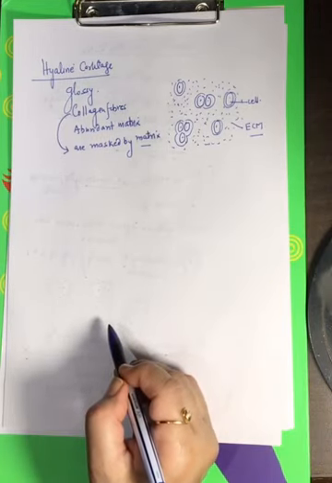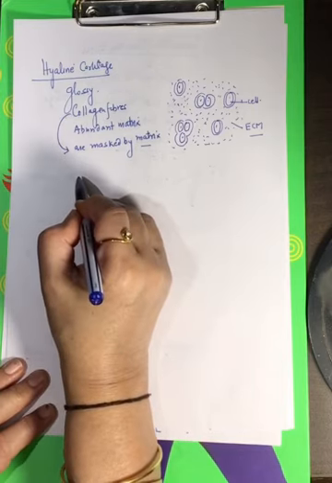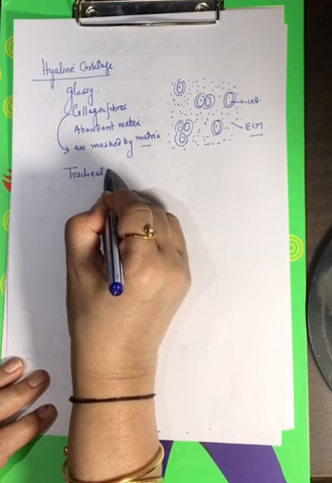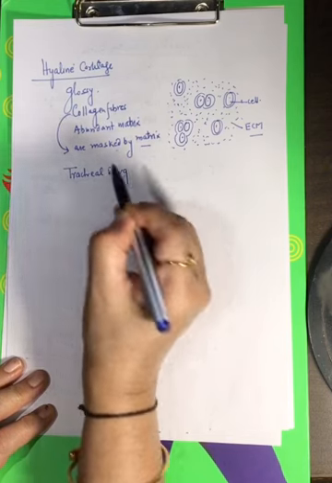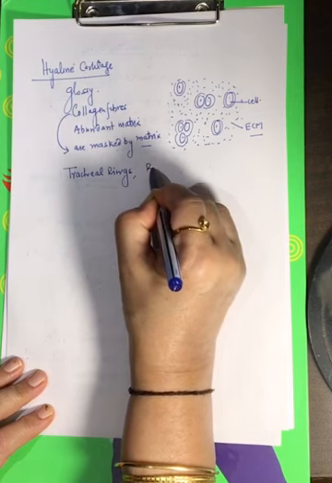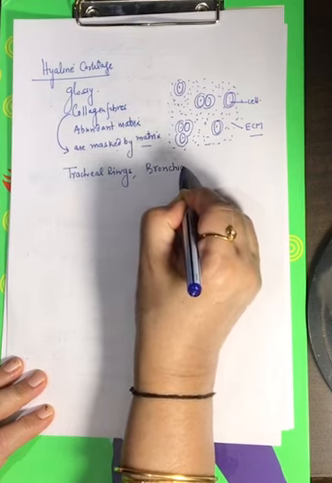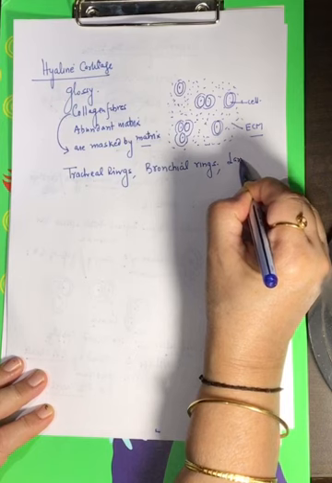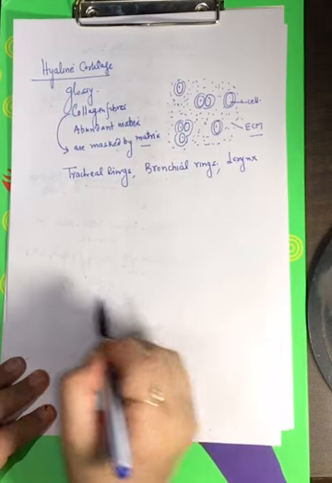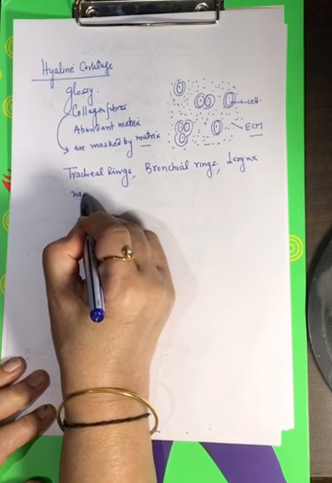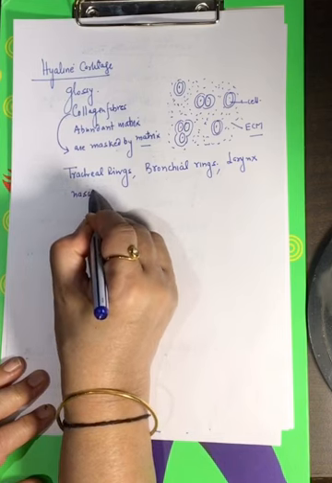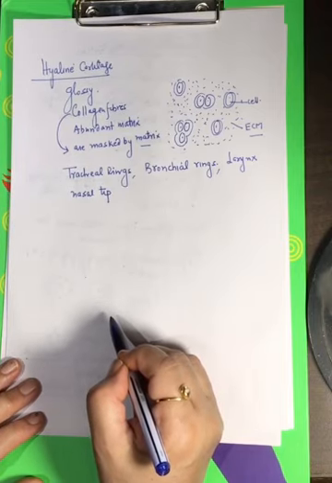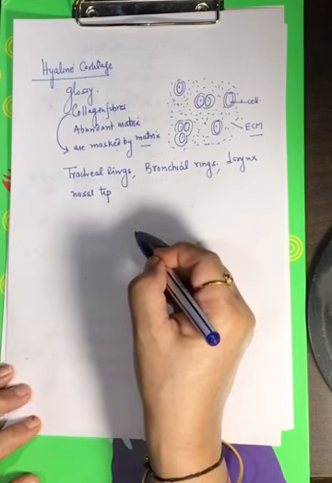And where will you find this cartilage? You will find this cartilage in the respiratory passage. Your tracheal rings, you have a background from class 10. Then your bronchial rings on the bronchus. Then your larynx, larynx is all made up of cartilage. Then the tip of your nose, the nasal tip, is made up of hyaline cartilage. If you touch the tip of your nose, it is cartilage.